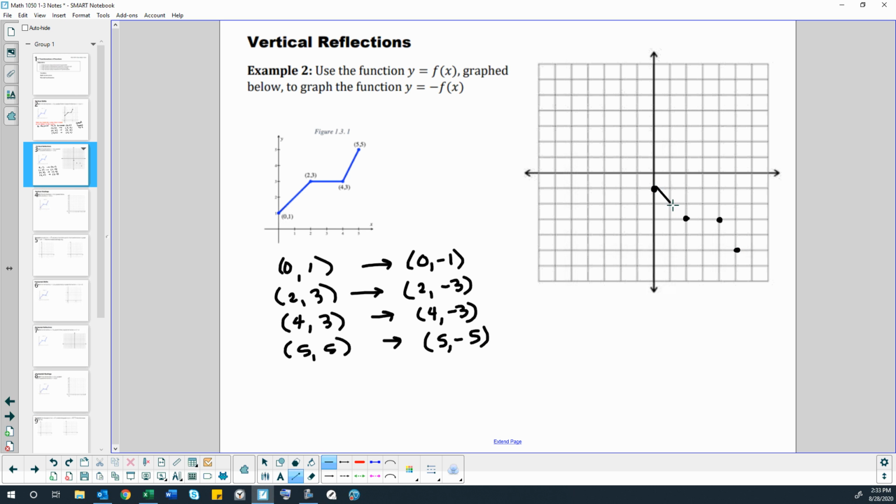Let's connect those together. Again, we get the same basic shape. But this time it's been reflected upside down over the x-axis. So multiplying your entire function, usually just a negative in the front of what's happening, multiplying it by a negative changes all of the signs of all of our y values. So in this case we had positive y values, so they all changed to negative. If they were negative, they would change to positive. It just has the effect of taking that graph and flipping it over the x-axis for a vertical reflection.